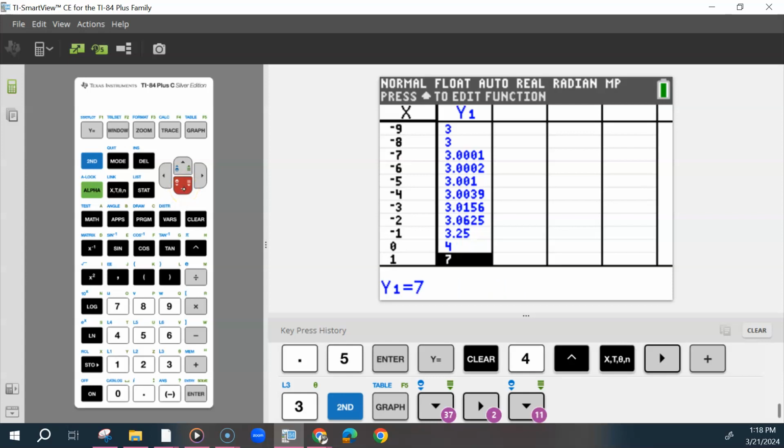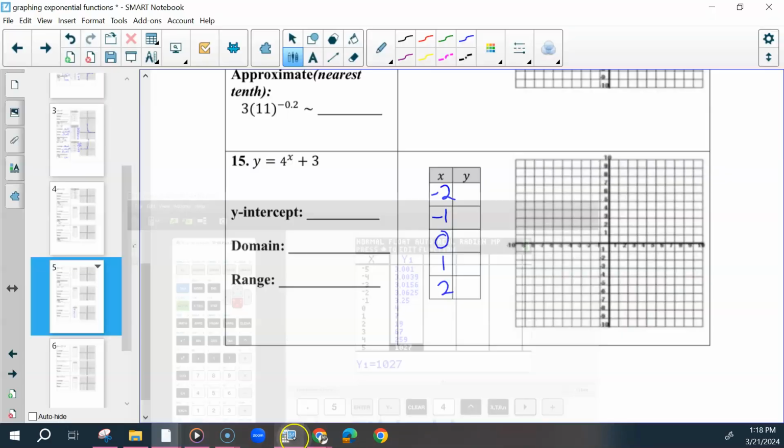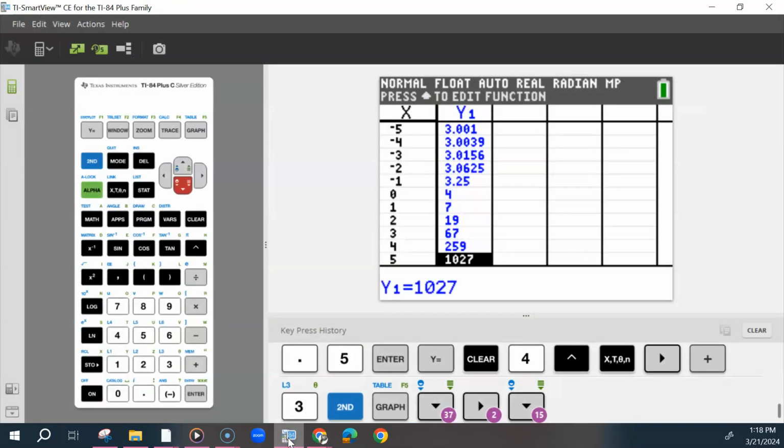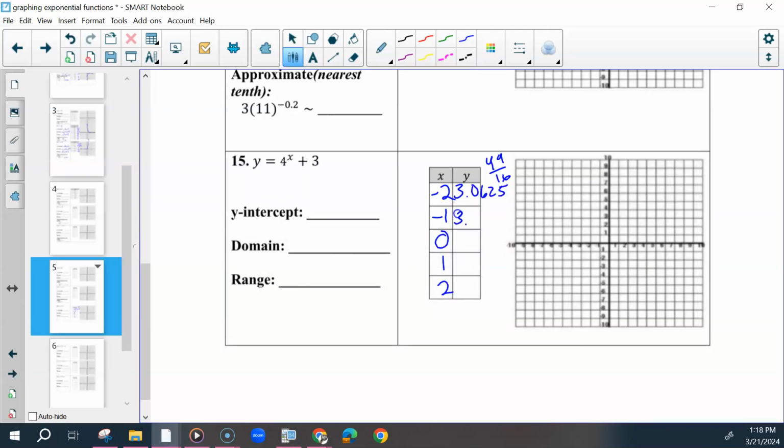So you saw a bunch of 3s, and that's going to tell you something. But if we are looking for the values at the table, -2 is 3.0625. If you converted that to a fraction, that would be 49/16. And then when x is -1, 3.25. If you converted that to a fraction, 13/4.